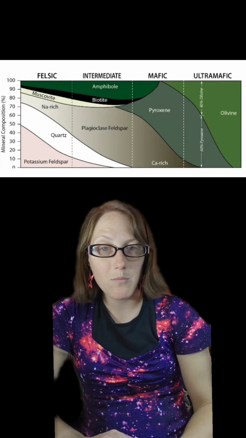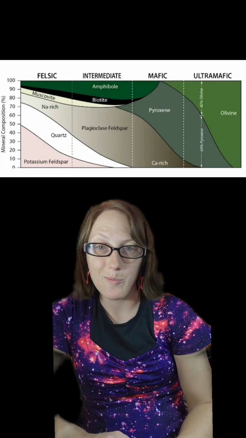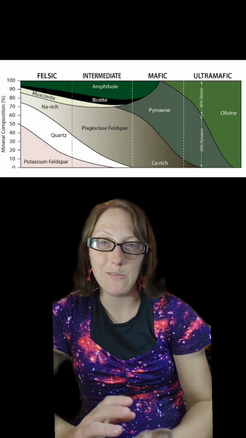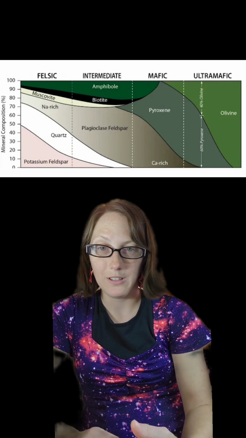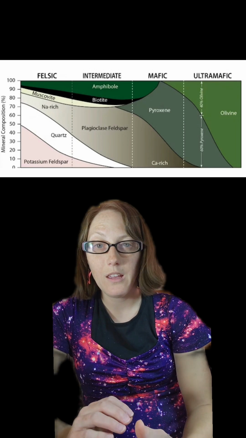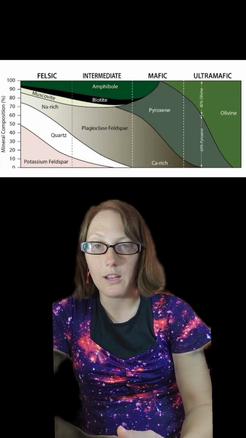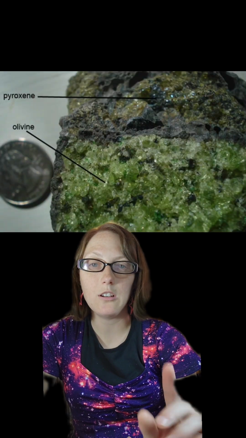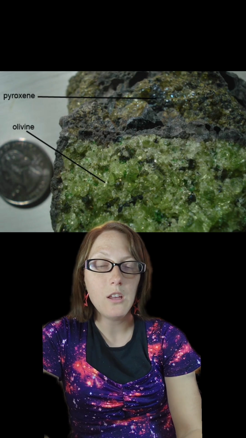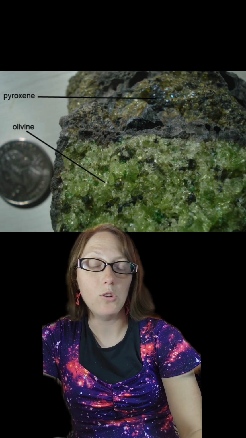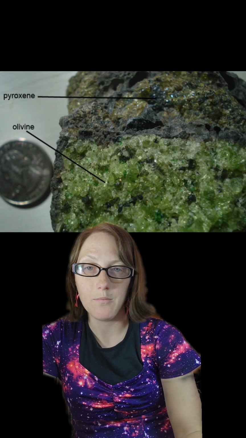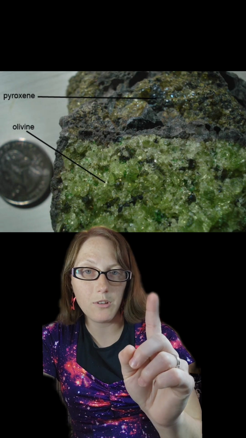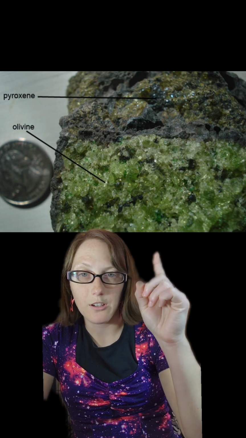And this is a diagram that you get very, very familiar with when you start talking about igneous rocks. And it shows you just how much of certain minerals you're going to have in each type of igneous rock. Now we're going to take a closer look. So this is an ultramafic igneous rock. Ultramafic magmas have almost no silica in them. They are primarily made of olivine, which is the lighter green mineral, and pyroxene, which is the darker looking mineral.